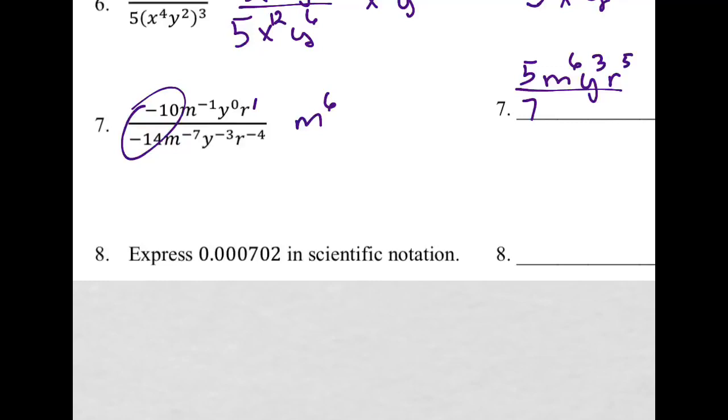Okay, I'm going to clean it up just a little bit. I don't like my numbers to be hanging out too far. But there it is, 5m to the 6th, y cubed, r to the 5th, all over 7.